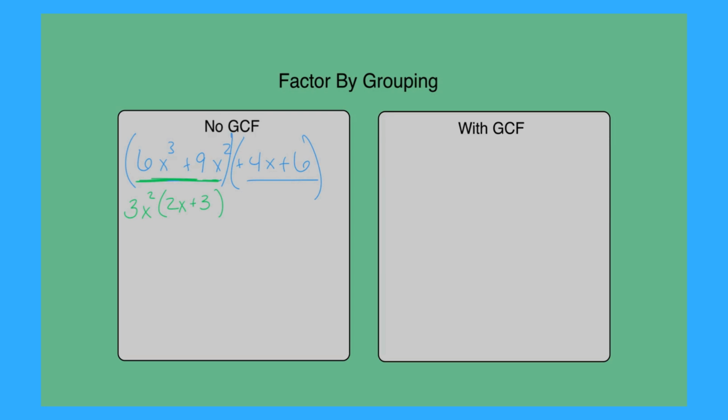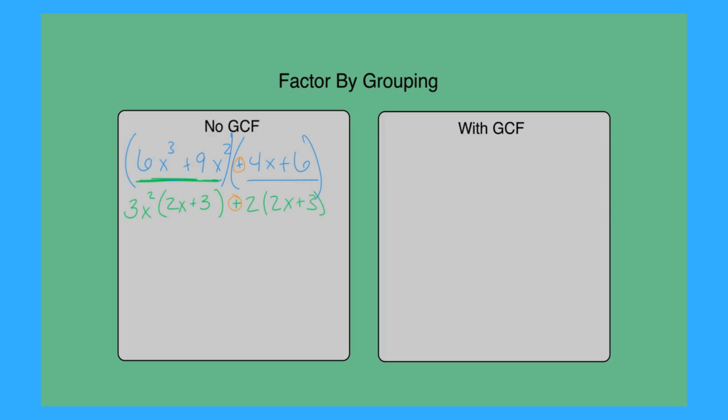And then we're going to look at the second one. So what is the GCF of 4x plus 6? And that's going to be a positive 2. And that positive or negative is always going to be based on this sign. If this sign is a plus sign, then we're going to have a plus sign down here. If that's a negative sign, we'll have to have a negative sign. And then we're going to divide out that GCF. 4x divided by 2 is 2x. 6 divided by 2 is 3.